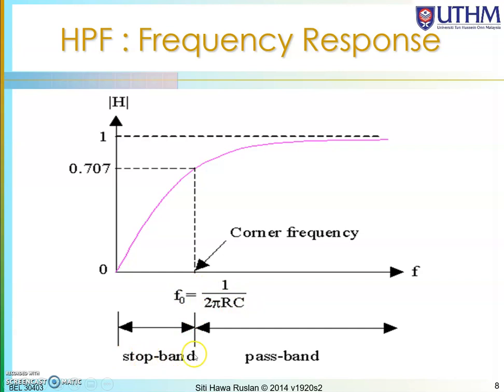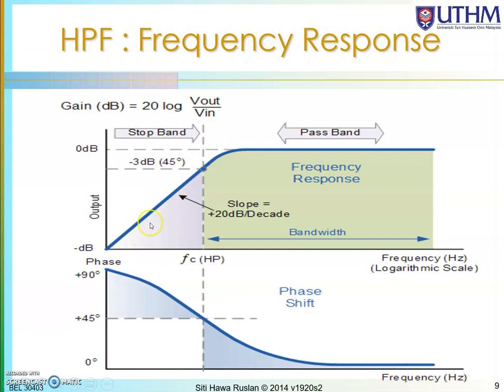Okay, so at the stop band to the pass band, you have a slope of positive 20 dB per decade. Okay, so this is in dB, 0 dB, 20 log of 1, minus 3 over here, this is your cutoff. So this is your bandwidth or the pass band. So this is the transition band.